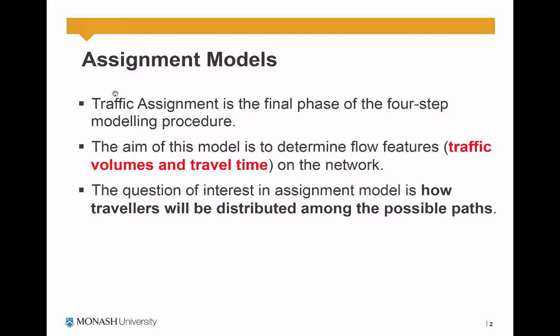The aim of traffic assignment is to specify flow features on the network, more precisely traffic volumes and link travel times. The question of interest in traffic assignment is how travelers will be distributed among the possible paths. How will travelers choose routes between an origin and destination?